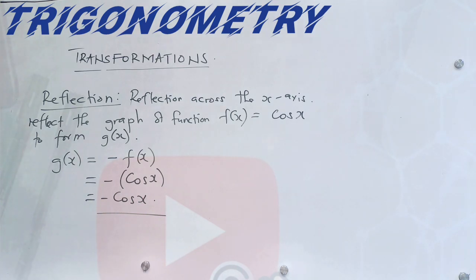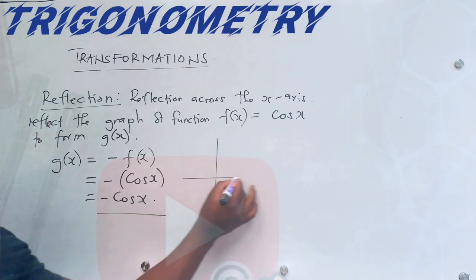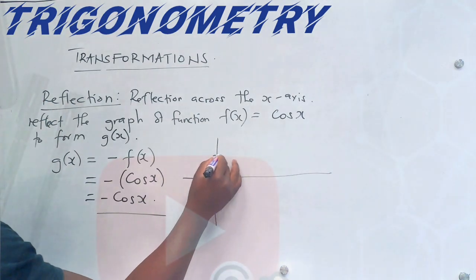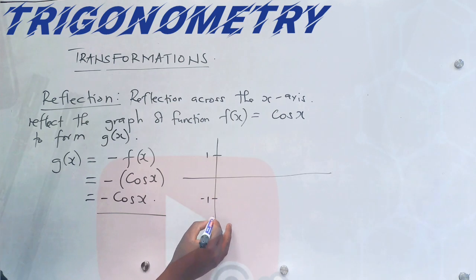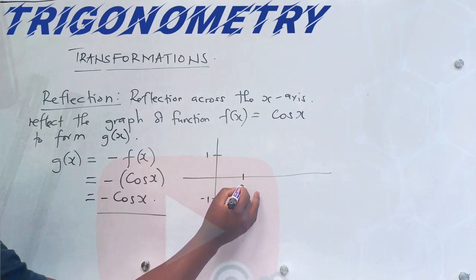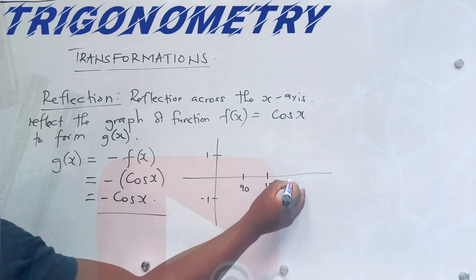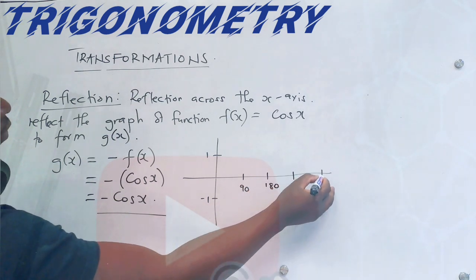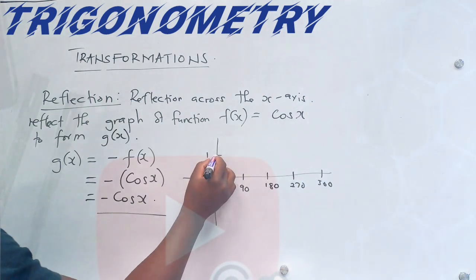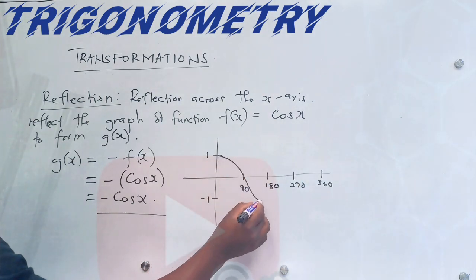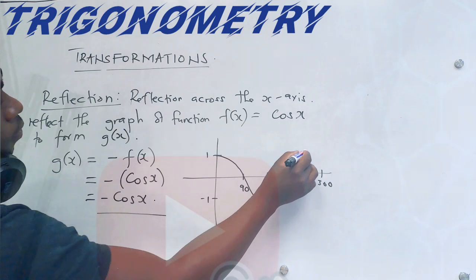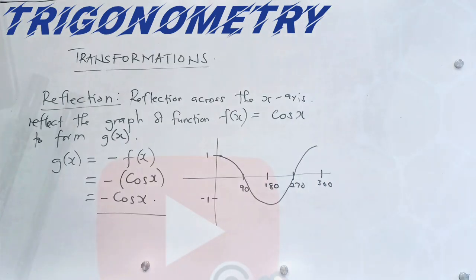So what it means graphically, we know the basic graph of course is like this. We have 1, minus 1, then here we have 90, 180, 270, and 360. So it is like this. That's the graph for cos x. Let me label it graph f. Now I want us to reflect it.